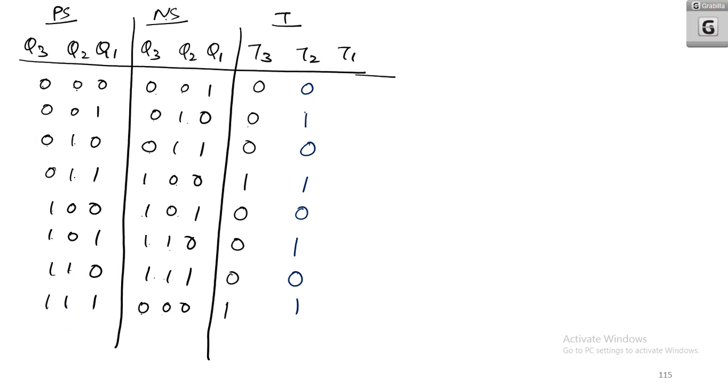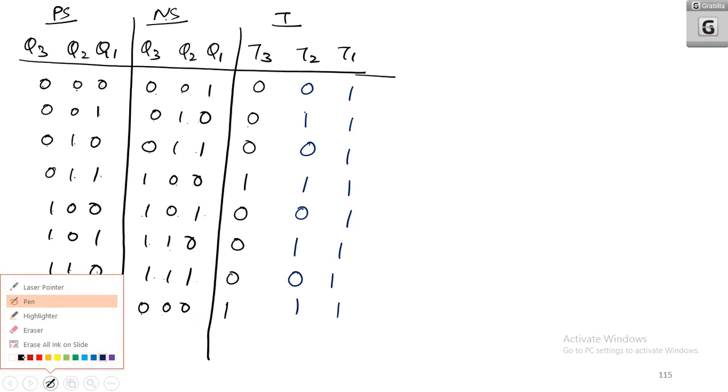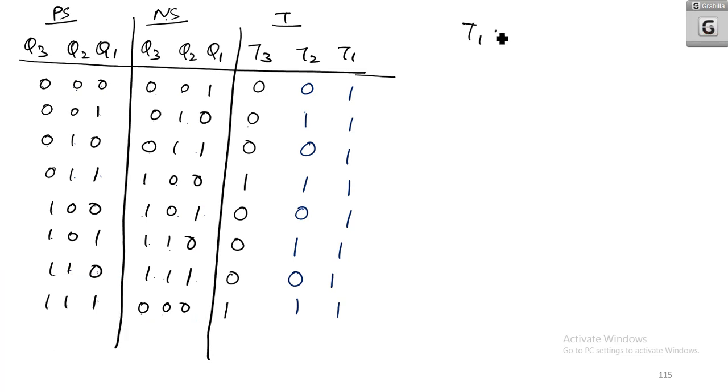Now coming into T1. 0 to 1, we have 1. 1 to 0, it is 1. 0 to 1, it is 1. 1 to 0, it is 1. 0 to 1, it is 1. 1 to 0, it is 1. 0 to 1, it is 1. And 1 to 0 again it is 1. Therefore what we can write? Therefore directly we can write the expression of T1. So we can write directly T1 is equal to 1, because all the values are 1.